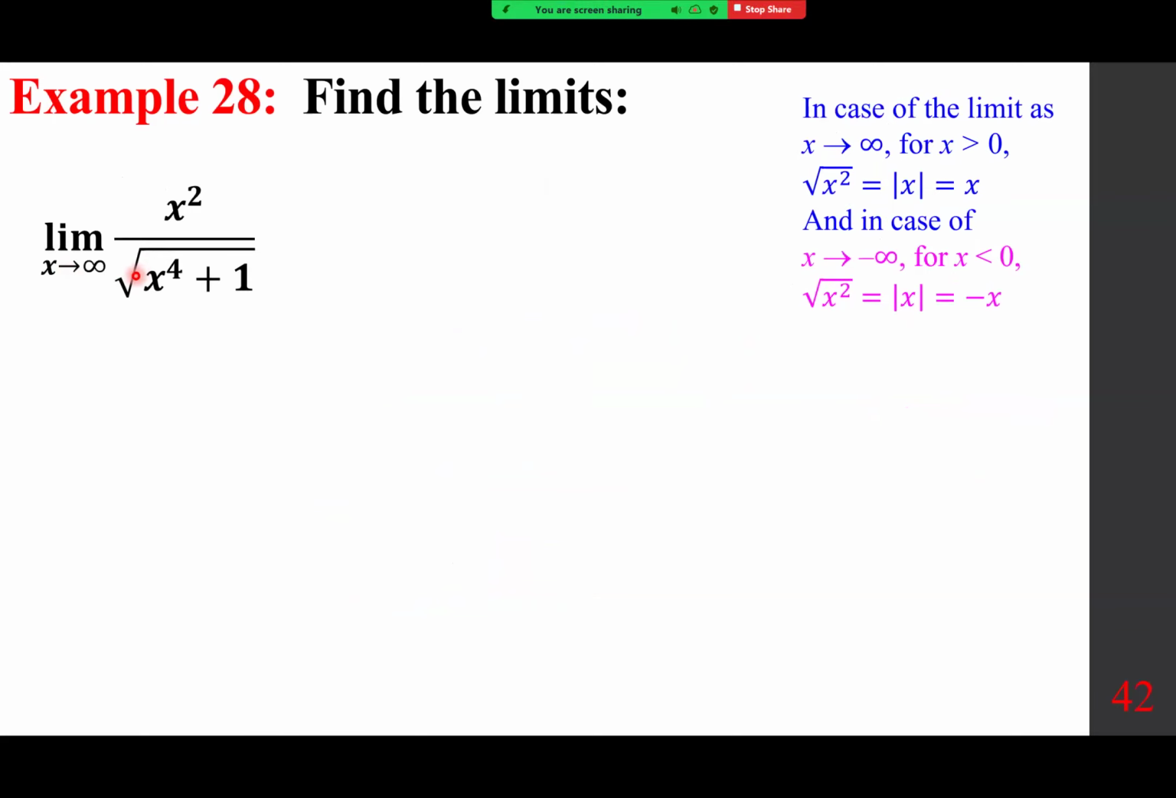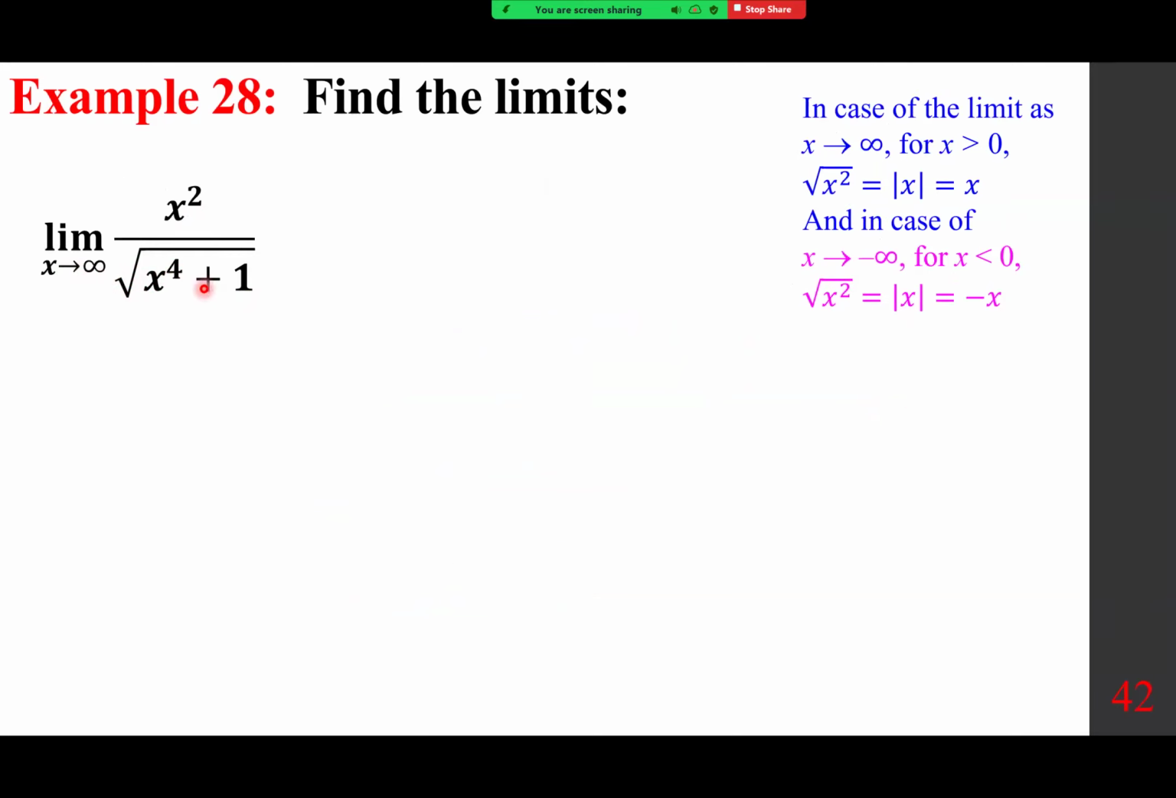Find the limit of x squared over the square root of x to the power of 4 plus 1 as x approaches infinity, and reminding you of what we said in the previous case. Notice x to the power of 4. If it comes out, it's either x squared or minus x squared. We're going to figure out which one.